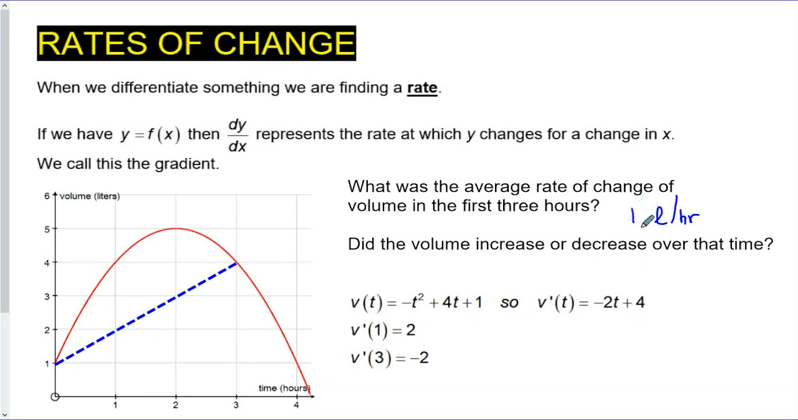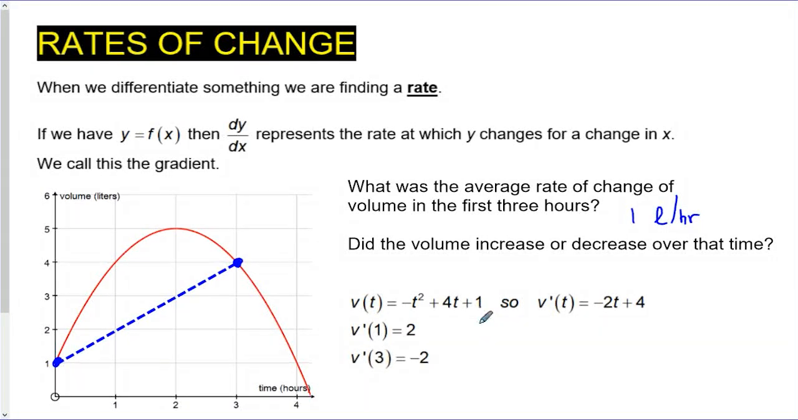And so the question is, did the volume increase or decrease over that time? Well, it increased, and the reason it increased is because we've got a positive rate of change. A positive rate of change always means an increase, in the same way that a positive gradient means the function is increasing. Notice it actually increased and then decreased, but on aggregate, it actually increased from 1 liter to 4 liters. If we use our derivative, we are finding an instantaneous rate of change.